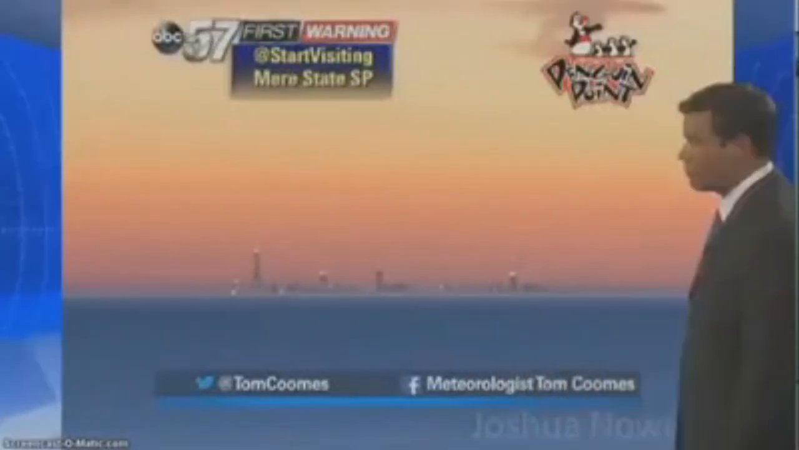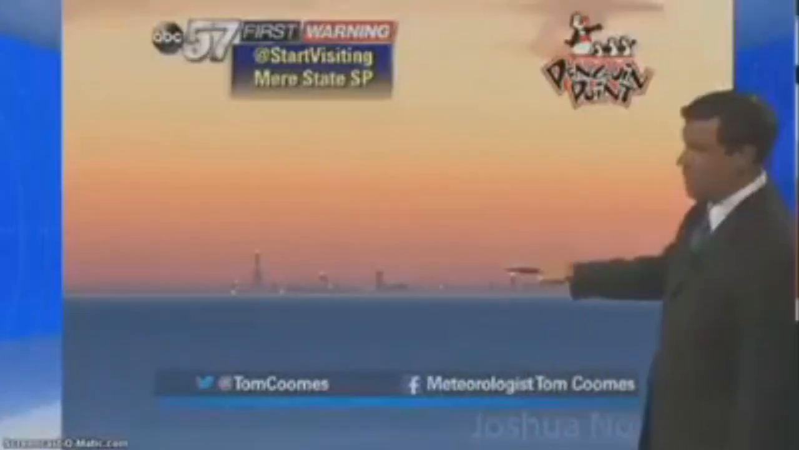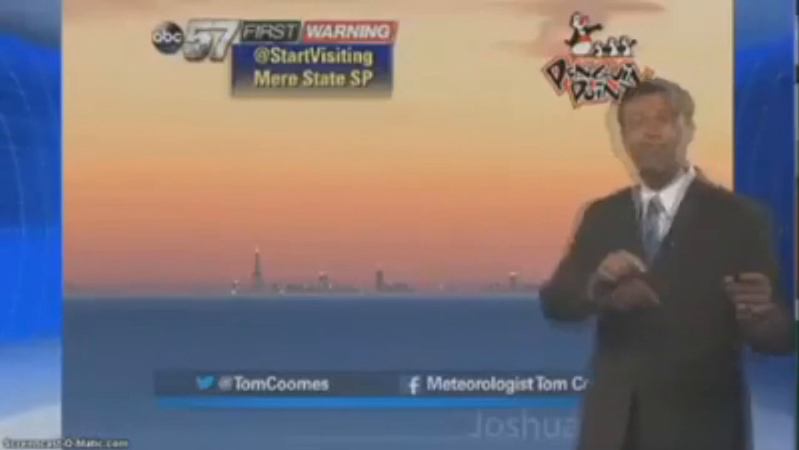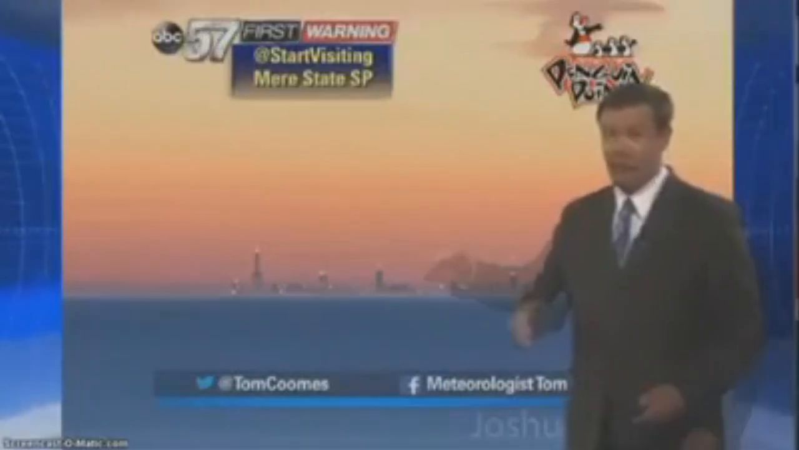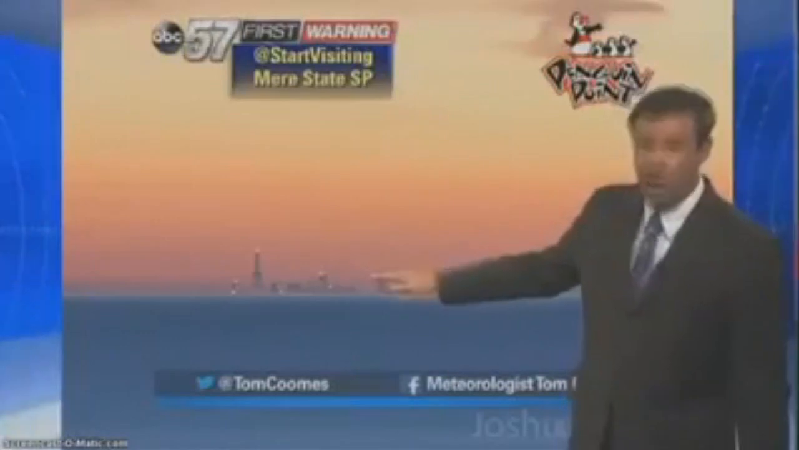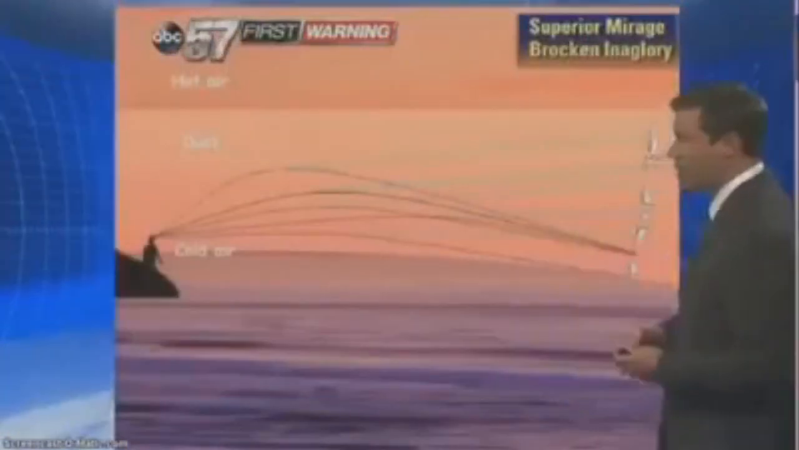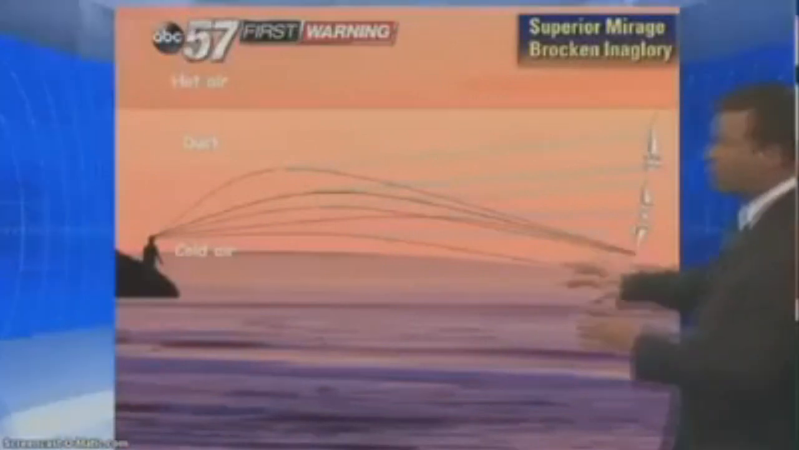This is from Joshua Nowicki, and what you're seeing here is a mirage. We typically would not be able to see this from the Lake Michigan shore. We talked about this last night. Conditions are right on the lake that we're actually seeing a mirage of the Chicago skyline. Very interesting here. Here's what's happening. This is a good example of a superior mirage.